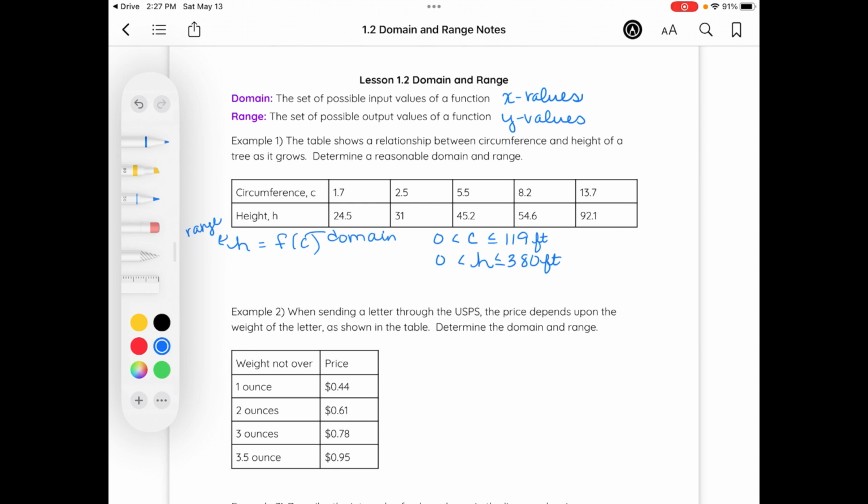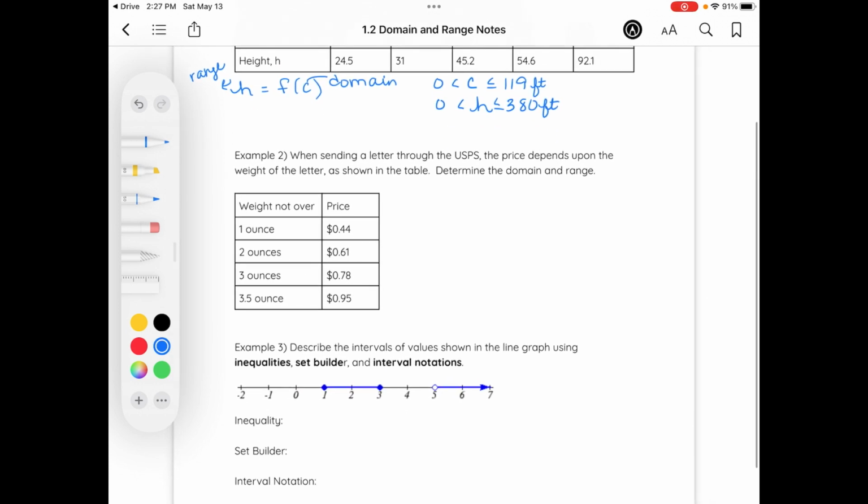In example 2, when sending a letter through USPS, the price depends upon the weight of a letter as shown in the table. It cannot be over, so our maximum is going to be 3.5 ounces. It can't be over that. And then we're going to let P be our price here. So the price is determined upon the weight. So this is our input, and then P will be our output.